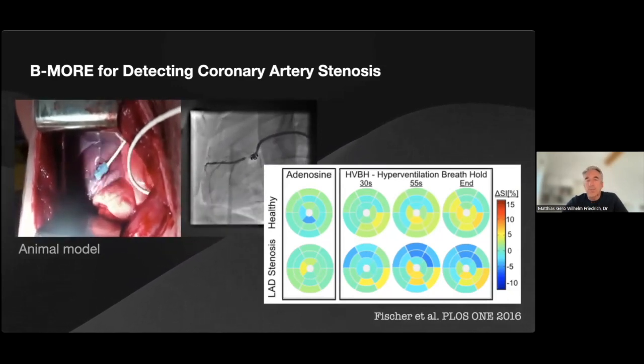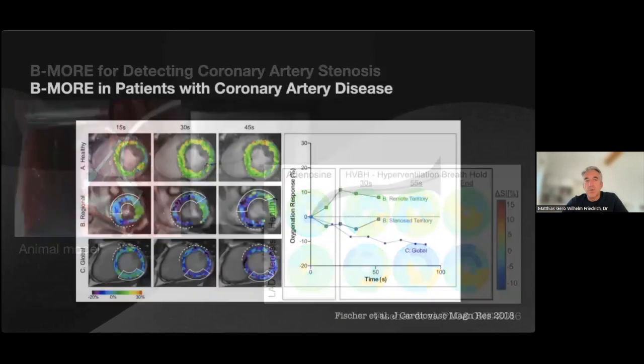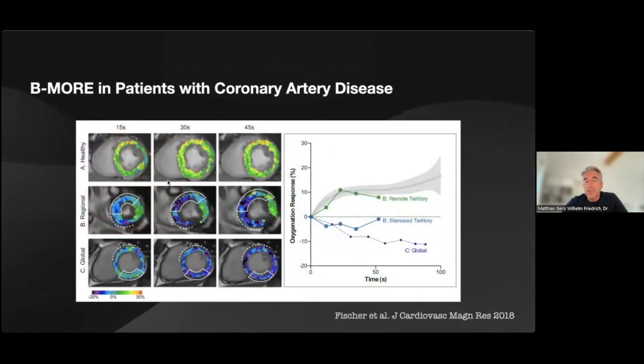Now, Katie Fisher went to Bern, where she still leads a research group, and there she performed a clinical trial in patients with suspected coronary artery disease, and she could show the same thing: when compared to remote territory that behaved like normal myocardium, the stenotic territory did not have a signal intensity increase, but stayed basically the same. And the global microvascular dysfunction even performed worse. So these are patients with severe diabetes or severe hypercholesterolemia, where the capillary system is not working properly.